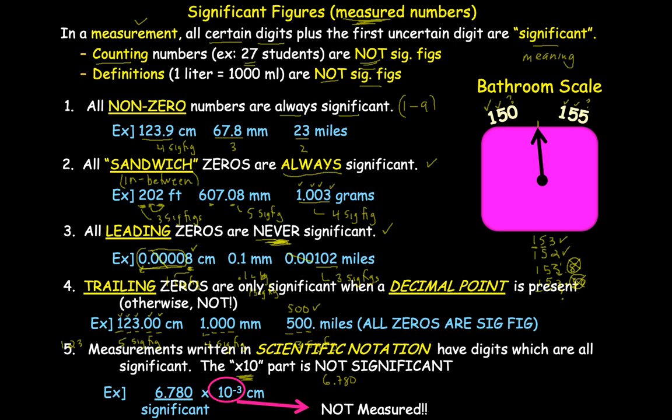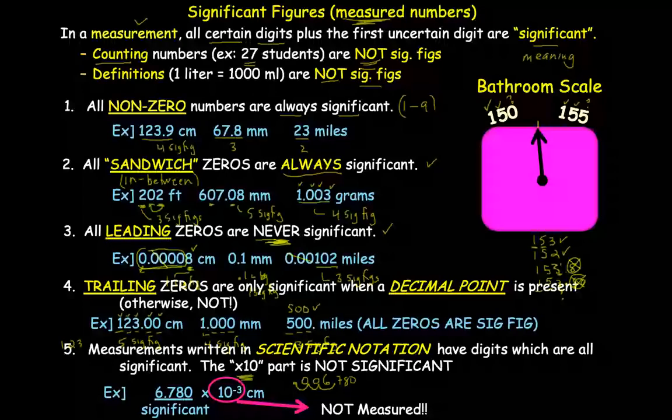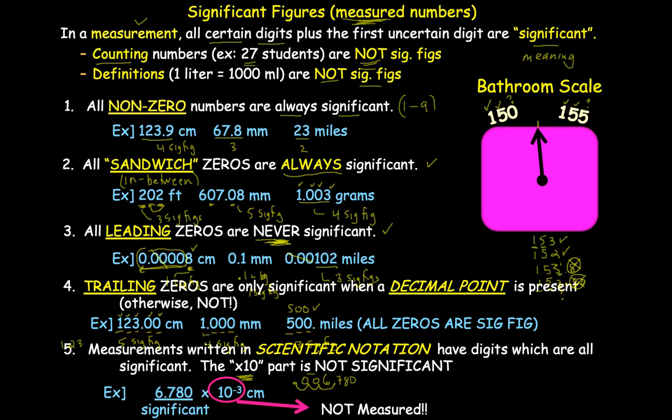6.780 and I'm moving the decimal point 1, 2, 3 places away, right? Correct? So that would be 0.000678. Again, leading zeros are never significant. Trailing zeros with a decimal point are. So this is your significant part. So I would only have 4 sig figs here.